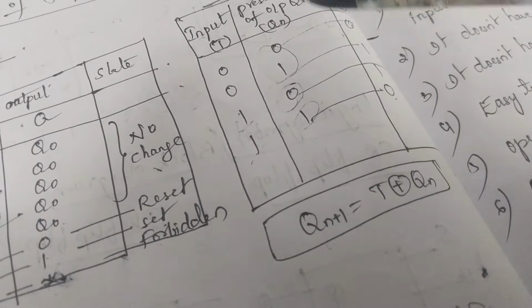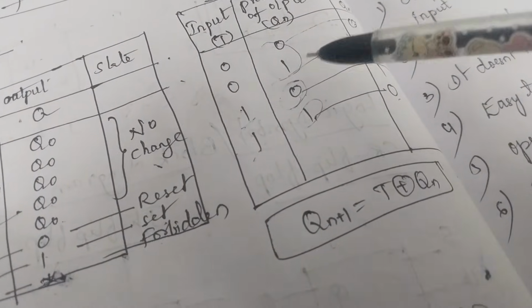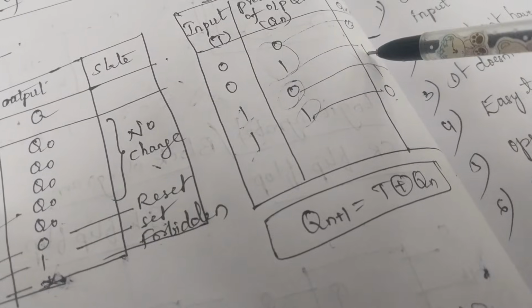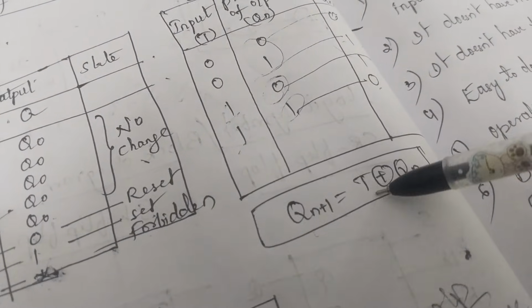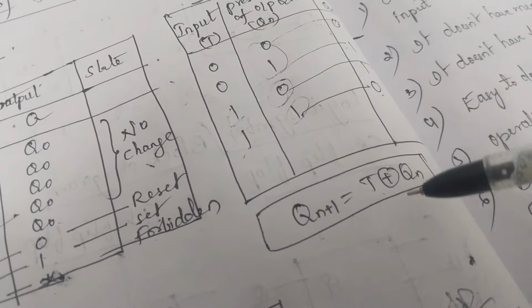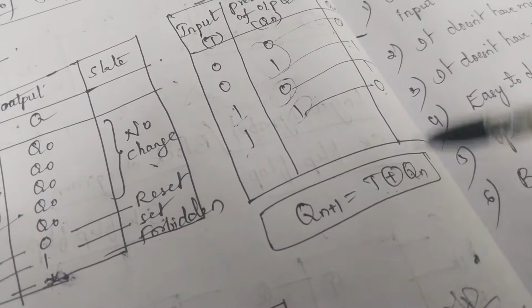So the next state output will be, since it looks like the operation of an XOR gate, for an odd number of ones, the output is 1. 0 1 1, 1 0 1. That's why the next state output is given as T XOR operation Q1. Okay, T XOR operation Q1.